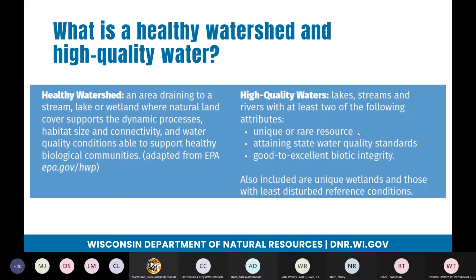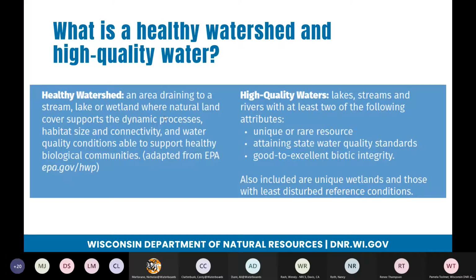A first task was also to define healthy watershed and high quality water. And for healthy watersheds, we use the EPA's definition, which is here. It's actually quite a bit longer than this, but this is the base definition. And the important thing that resonates with us and is a major driver in the model is that natural land cover is really driving these other processes.